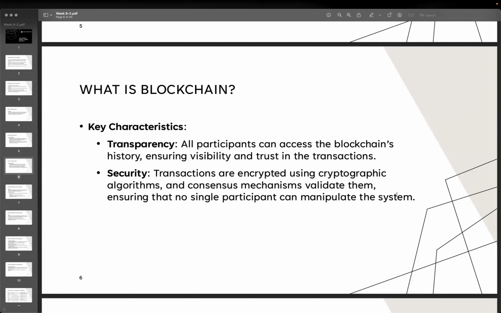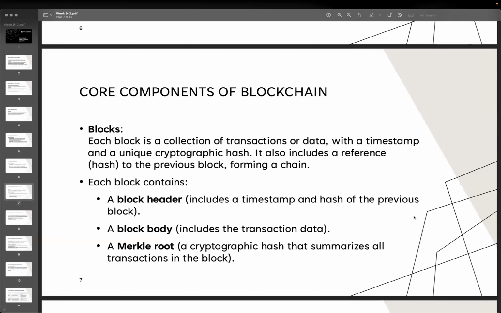As for the block, I'm showing a graph. A block is a collection of all the transactions or data, including the timestamp. Each block also has its unique cryptographic hash, and it also includes a reference to the previous block, which is also a hash.